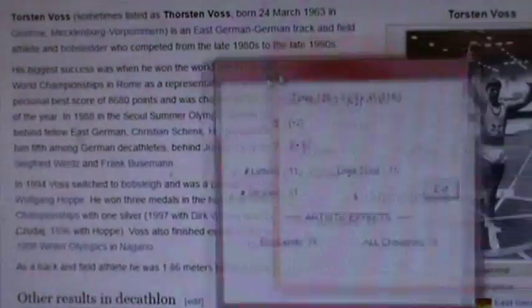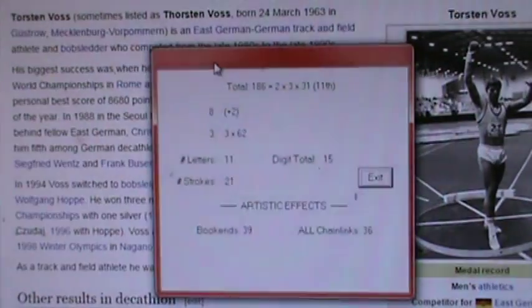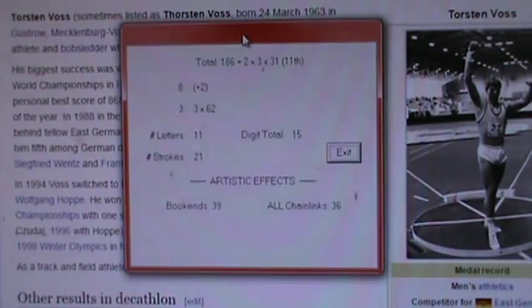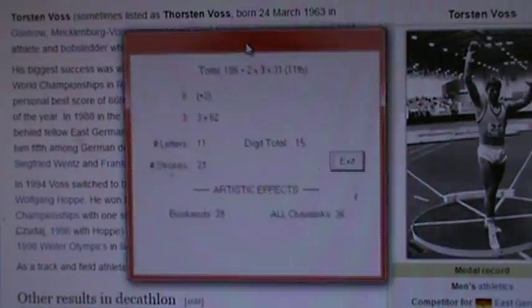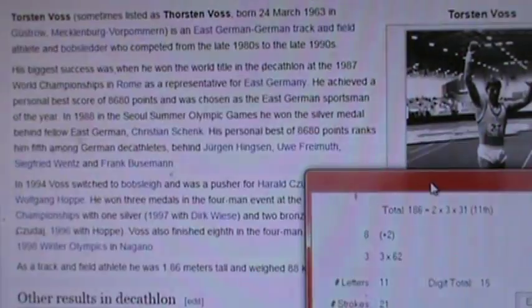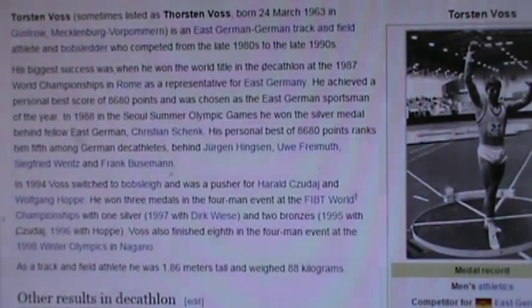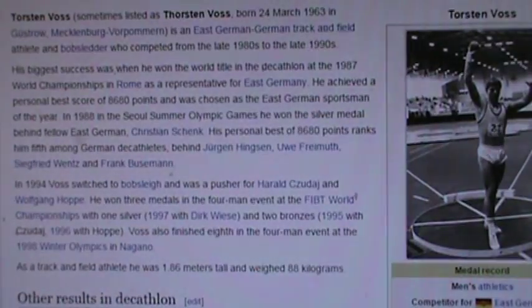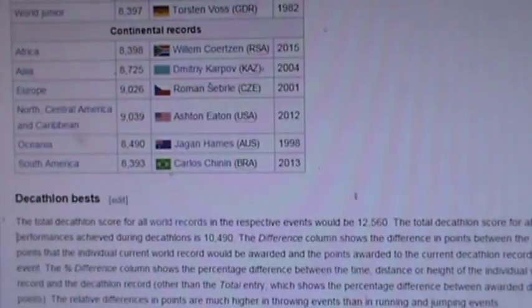Well, there's another 3. Torsten Voss from Germany. 186 divides by 3, bookend and chain link with 3s. Torsten Voss. Very German. Cool. Oh, he's wearing number 21 divided by 3. Okay, so that was very fun.